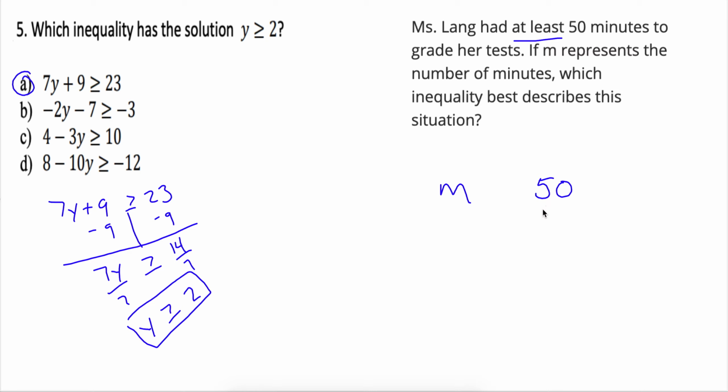That means we could have 50 minutes. We could have 51, 52, 53, but I have at least 50 to do it. I could have more. So the minutes that I have is greater than, or it could be equal to as well, because at least 50. I have 50, I could have 51, 52, I could have 75, I could have 142. It doesn't matter as long as our number is greater than or equal to 50. At least. Remember, at least means greater than or equal to.